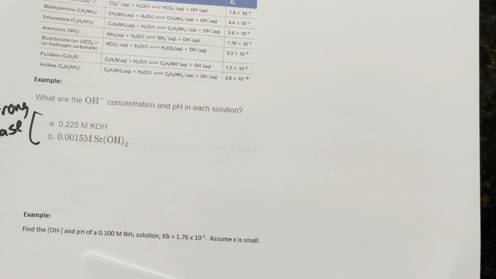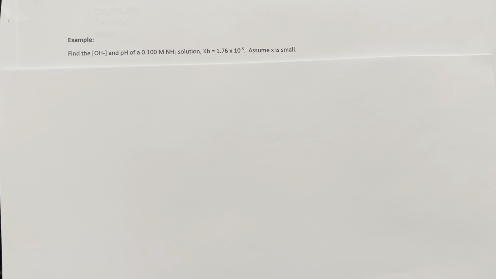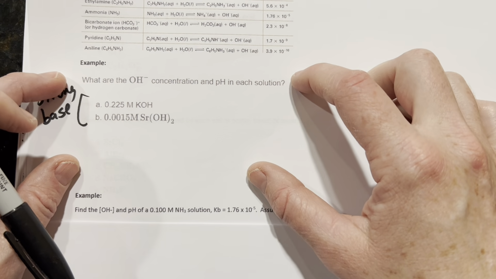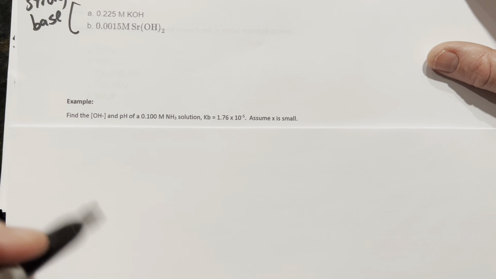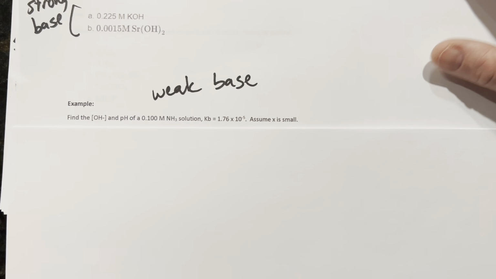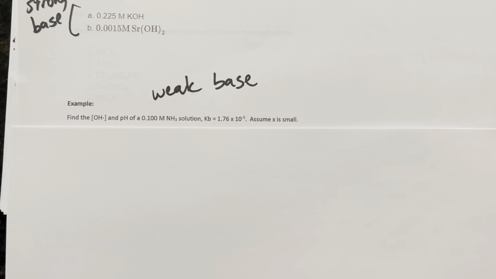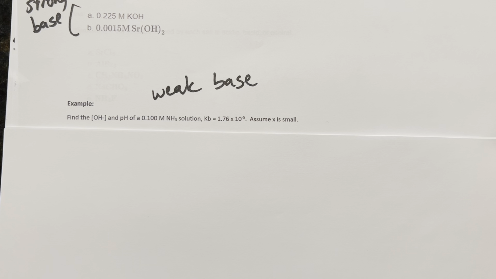Okay, here it says find the OH minus and the pH of a 0.10 NH3 solution, and it gives us the Kb. Okay, so here, these were strong bases, right? Now all of a sudden we're given a Kb. What that means is this is a weak base. So very similar to the weak acids, we're going to create an ice table, etc., and solve for x. It says assume x is small, so that's awesome.